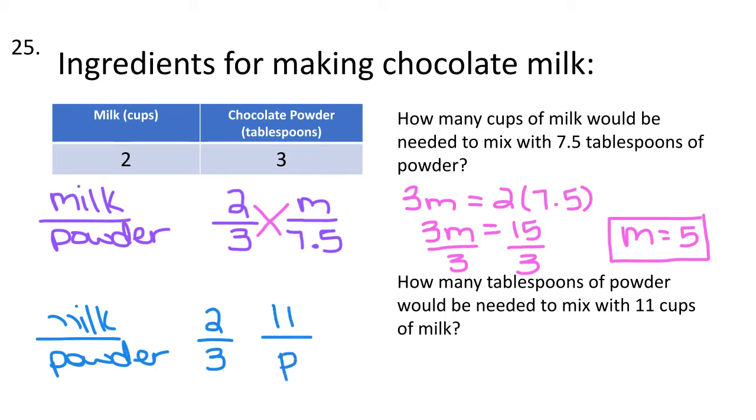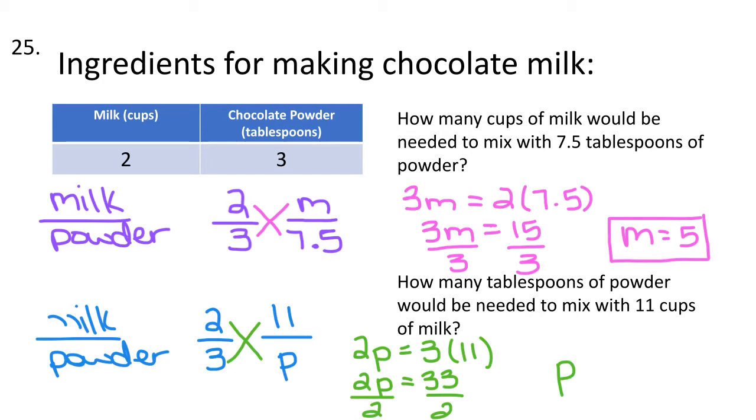So I've set up another proportion, another time that I can use my cross products. And I'm going to start with 2 times p and set it equal to 3 times 11. That gives me 2p is equal to 33. And now I'm going to divide both sides by 2, and I find that the p is equal to 16.5, telling me that for 11 cups of milk, I would need 16.5 tablespoons of chocolate powder.